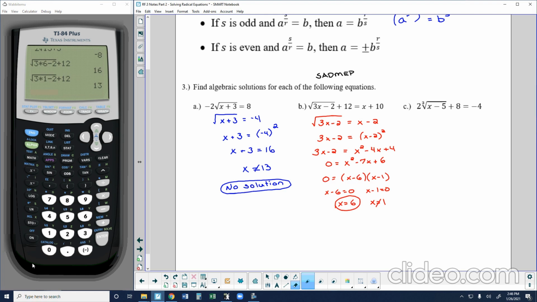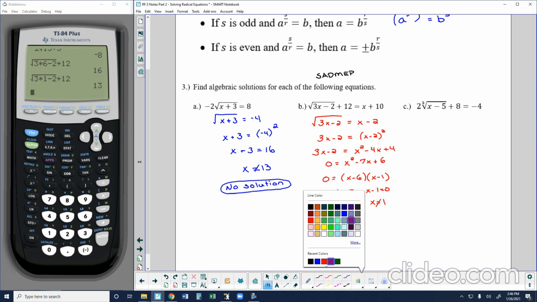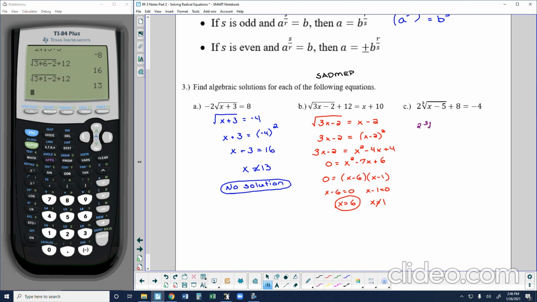Let's go ahead and take a look at a different example using a different type of root. So in problem number 3, we have a cubed root this time. We're still going to follow the same type of process here. So when we solve, we're going to subtract 8 from both sides. So we get 2 times the cubed root of x minus 5 equal to negative 12. Then we're going to divide both sides by 2. So we get the cubed root of x minus 5 equal to negative 6.